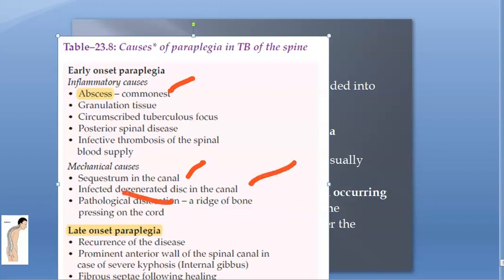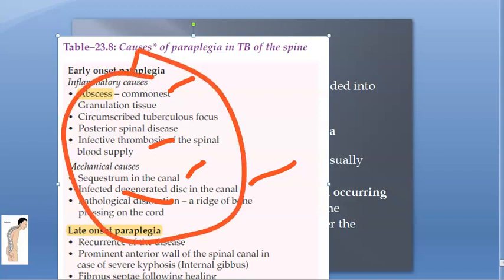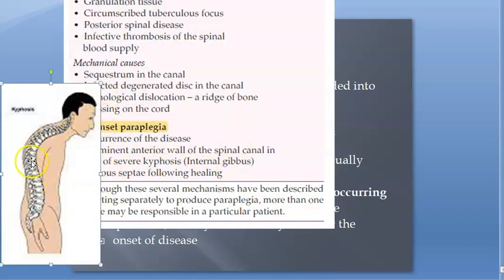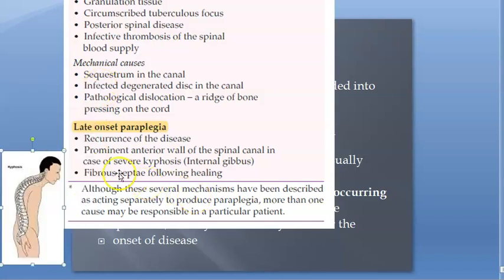Degenerated disc, infected disc, infective something. Okay, all this we know, right? Early, late, what will happen? Late, they are talking about that internal gibbus and then the severe kyphosis. See how this guy is bent, right? So there is a kind of deformity. Fibrous septae will be there following healing.